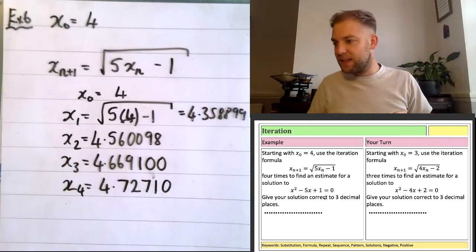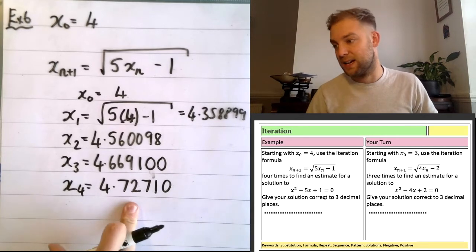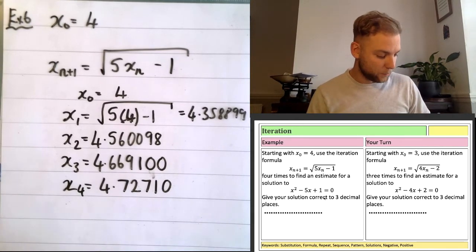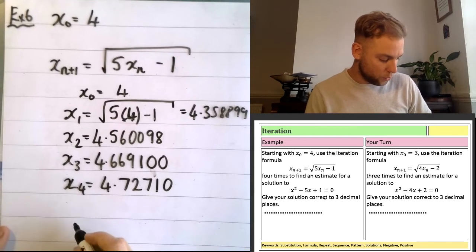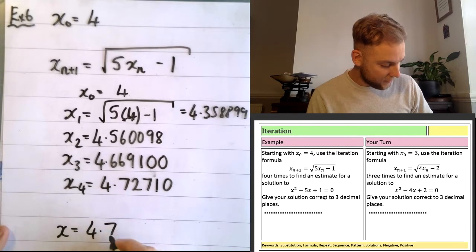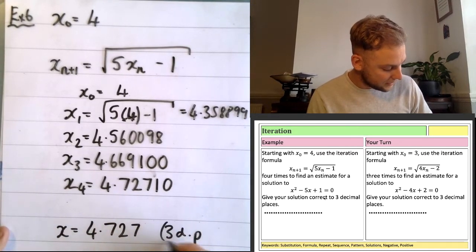4.72710. Now, this here says use the iteration formula 4 times to find an estimate to the solution, giving it to 3 decimal places. So my solution would be x is equal to 4.727 to 3 decimal places.